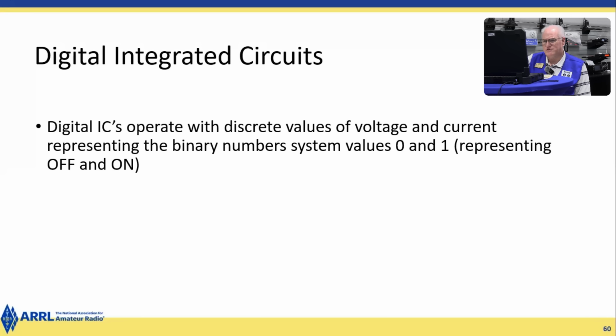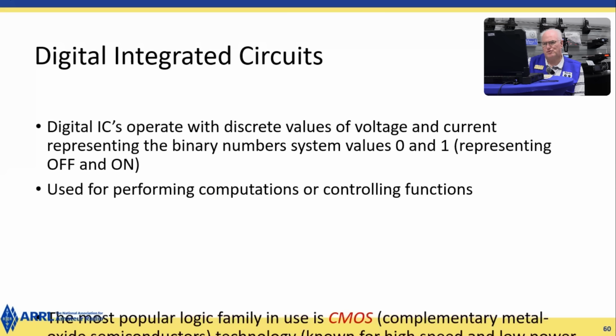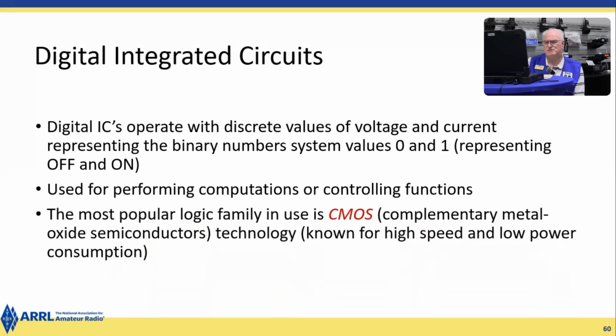Digital integrated circuits operate with discrete values of voltage and current, representing the binary numbers between values of 0 and 1. That is representing on and off. Digital ICs are used for performing computations or controlling functions. The most popular logic family is CMOS, which stands for complementary metal oxide semiconductor technology, known for high speed and low power consumption.